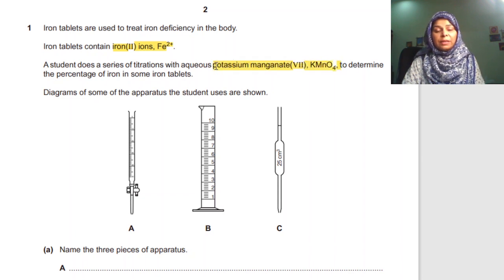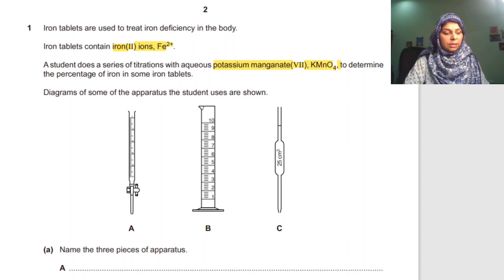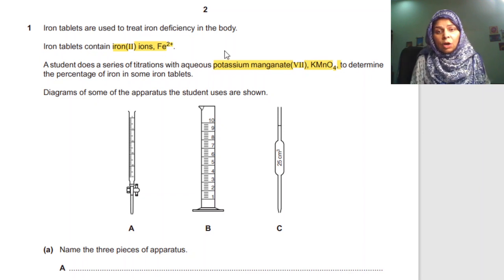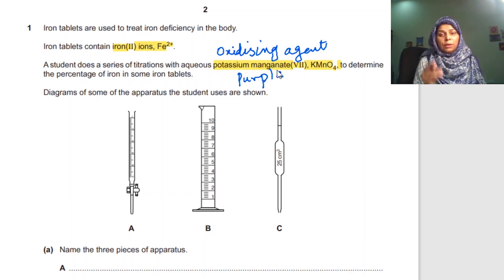Aqueous potassium manganate is the oxidizing agent. And the color of KMnO4 is purple. To determine the percentage of iron in the iron tablet, we have to calculate the percentage of iron.